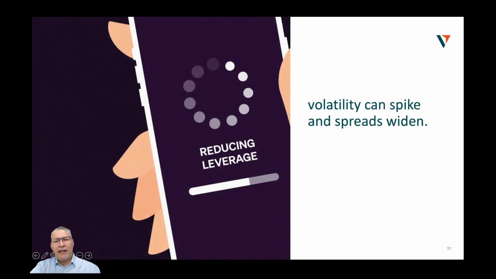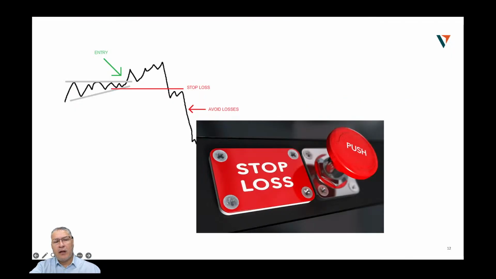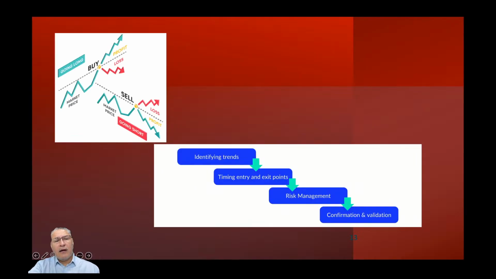Okay, so volatility can spike and spreads widen, so you want to be looking to reduce your leverage, and you can do that by going to the client portal and then selecting accounts in the live trading account that you're using. You go to the little wheel, and on that little wheel you can change the leverage. And obviously, think about using stop losses, always have them there. They're there for a reason. You never know when markets are going to do a whipsaw, and that could take you out fast.